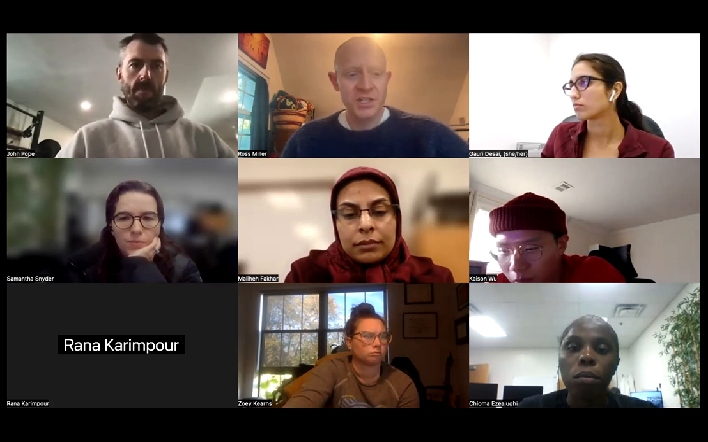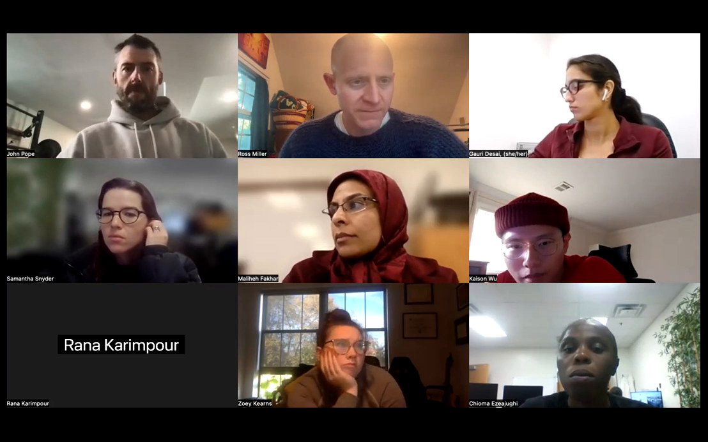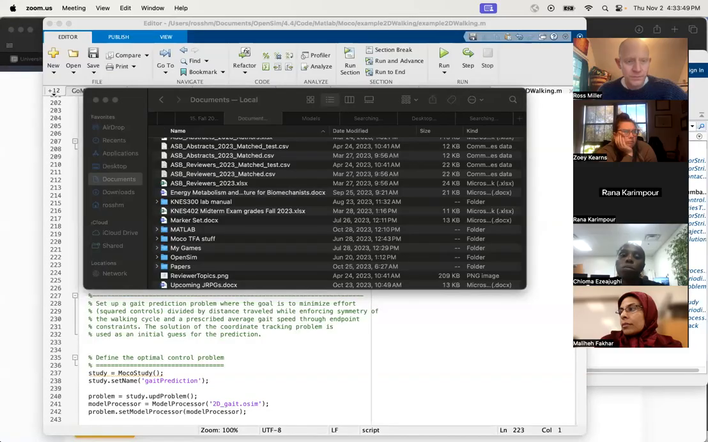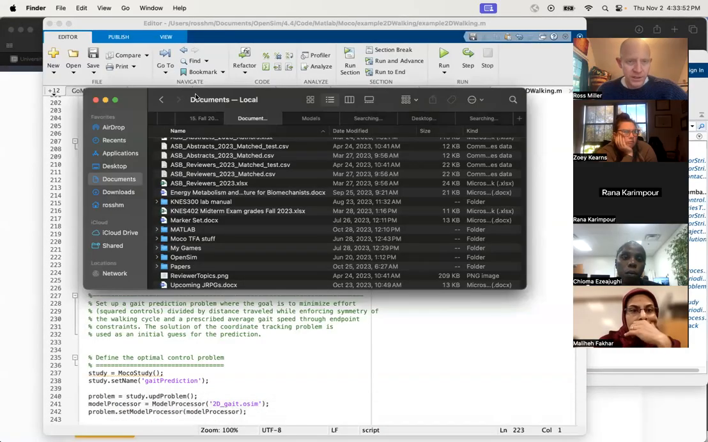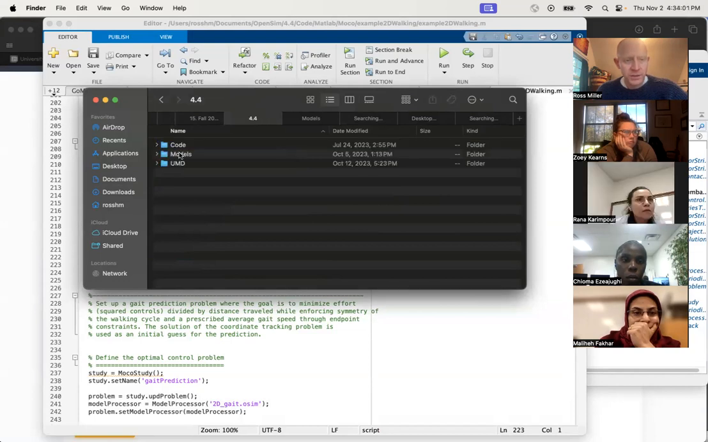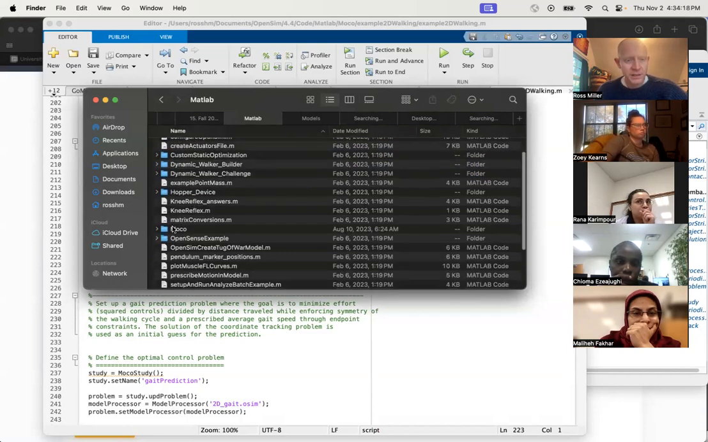So if you have OpenSim installed on your computer, where can you find this? On mine, if I go to my documents, oh, you guys can't see that. Sorry, let me share my screen. On mine here, if I go to my documents and I go to OpenSim, and 4.4 is my install. And then if I go to code, and then MATLAB, all this stuff runs in Python too. If you're a Python user, you can check out the Python there. I don't know much about Python, so I stick with MATLAB, but Moco also works just fine in Python. So MATLAB, and then Moco.